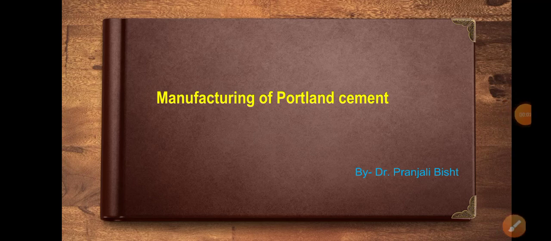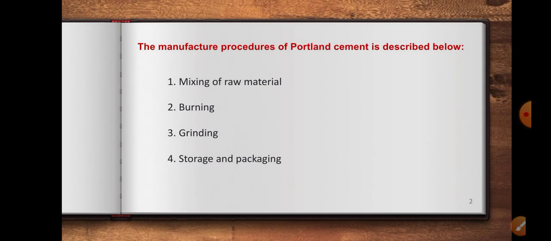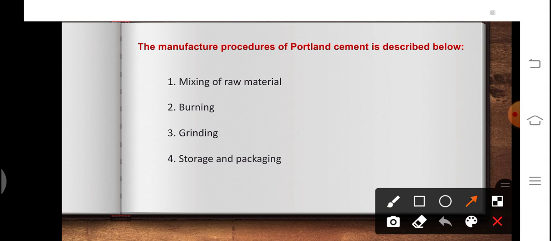This time we are going to learn about the manufacturing of Portland cement. So let's start. For the manufacturing of Portland cement, we need to follow these steps. Following are the steps which are involved in the formation. Number one, mixing of raw materials.